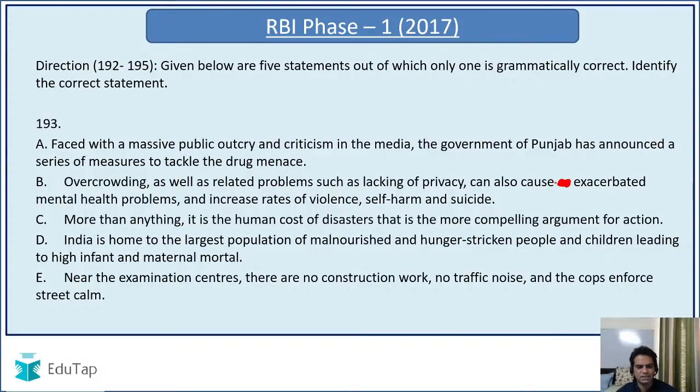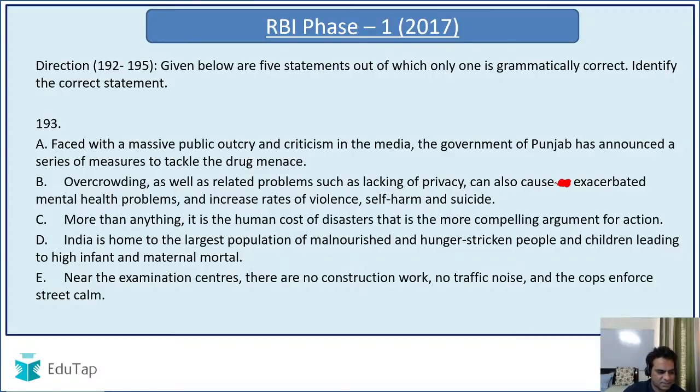See, more than anything, it is the human cost of disasters that is the more compelling argument for action. India is home to the largest population of malnourished and hunger-stricken people and children, leading to high infant and maternal mortal. I think I've found my mistakes now. Near the examination centers, there are no construction work, no traffic noise, and the cops enforce street calm.